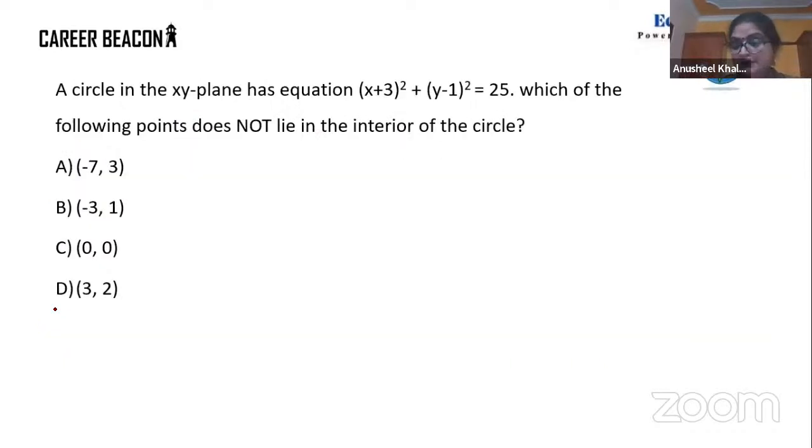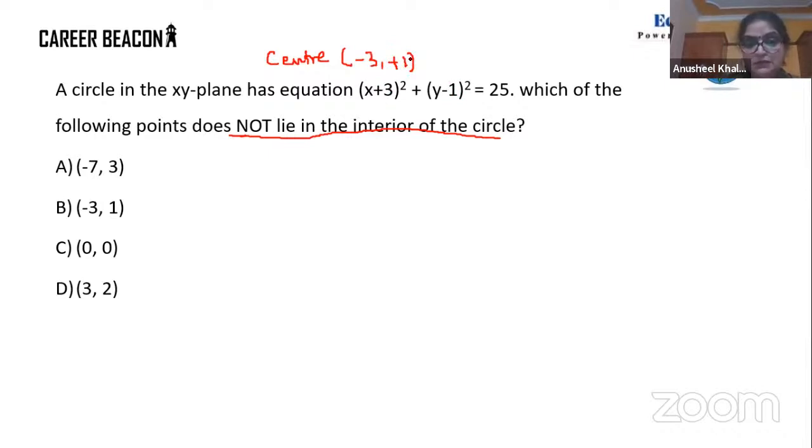Then we have another question here. This is from geometry and the question is testing circle concepts, right? So here the question says a circle in the xy plane has equation (x plus 3) the whole squared plus (y minus 1) the whole squared is equal to 25. Which of the following points does not lie in the interior of the circle? Now this is the equation of the circle, and in this equation we get to know that the center of the circle is at -3 and +1, right? And this is the general equation.